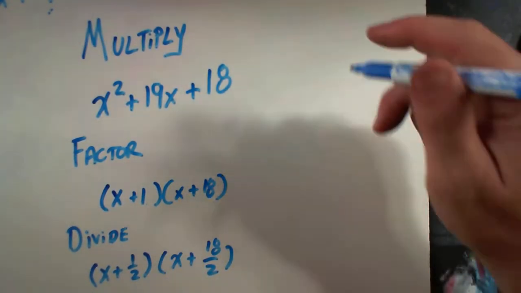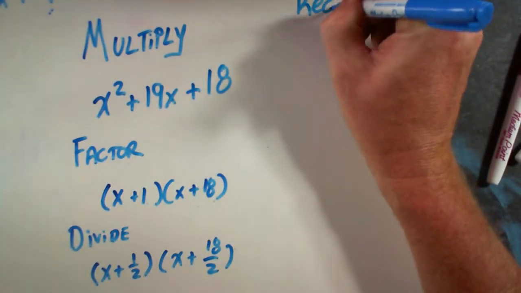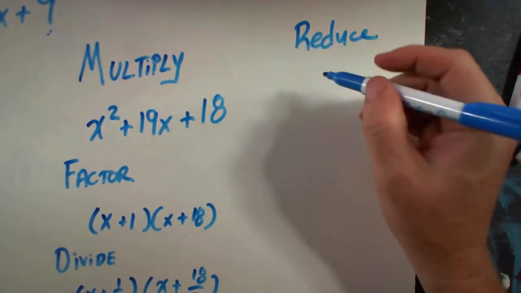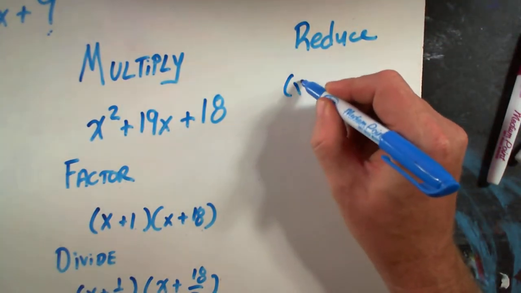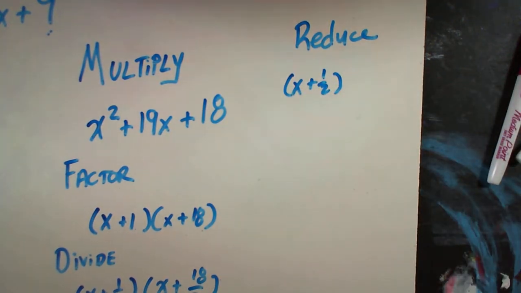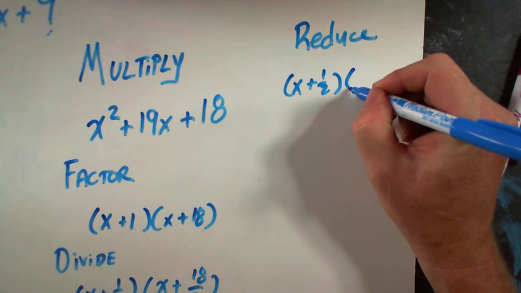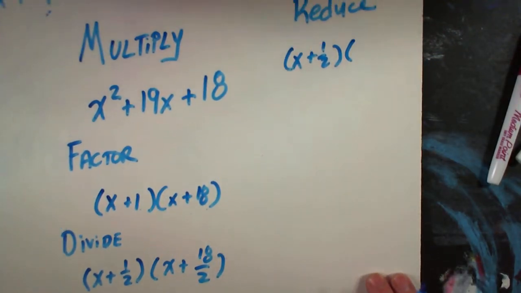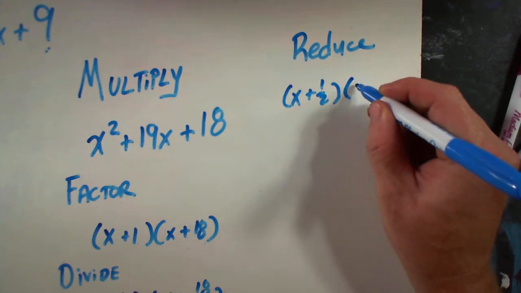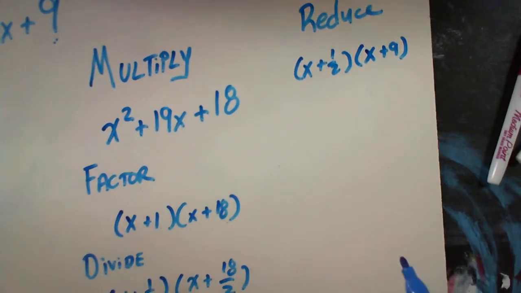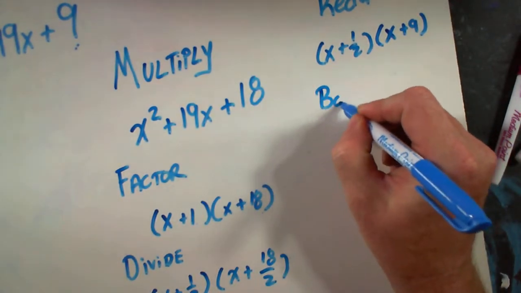Next, I want to reduce. So x plus 1/2 does not reduce, so it remains x plus 1/2. And then I've got x plus 18 over 2, and that 18 over 2 will reduce to just plain old 9. x plus 9. And then my last step is bottoms up.